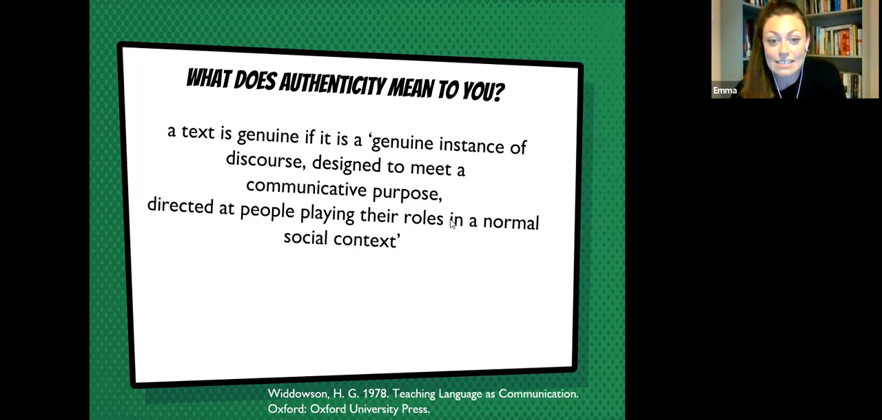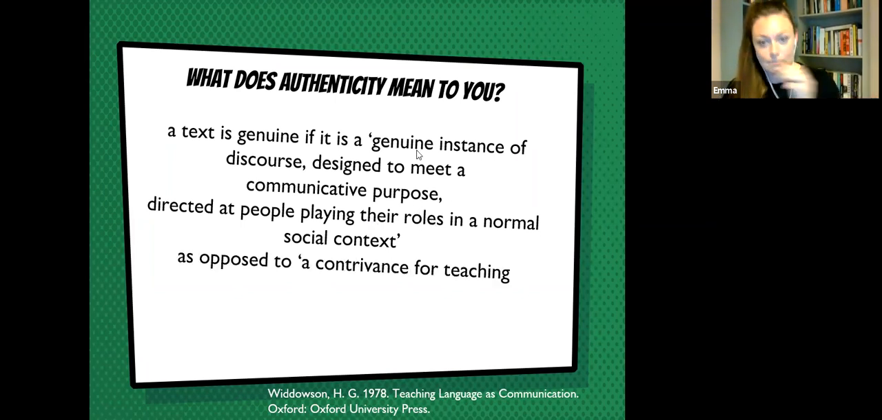Close to setting, I guess, is a social context. So here we have the idea of a text as a real thing that happened or happens, that has a real reason for communicating or sharing something, and that it's situated with real people doing something real in a social context. So there's the idea of someone else being involved or an audience being involved. This is what Widdowson contrasts with a contrivance for teaching.